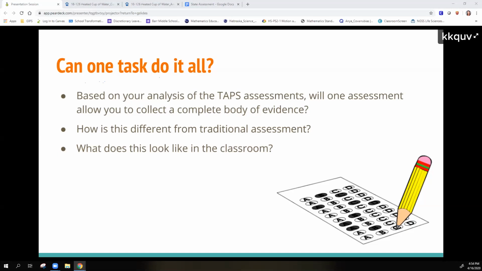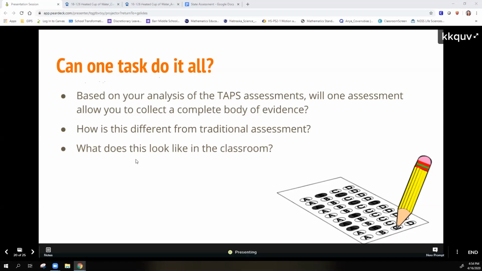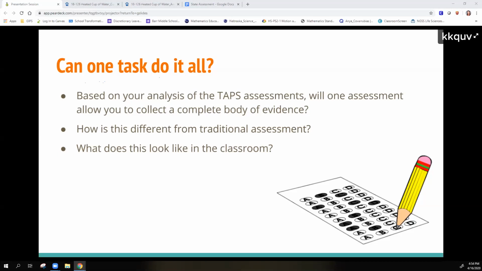So Anya, I'm going to throw this question at you. Will one assessment allow you to collect that complete body of evidence?